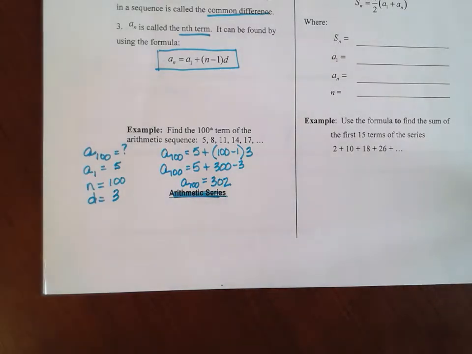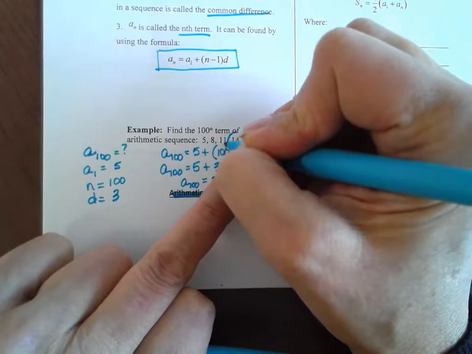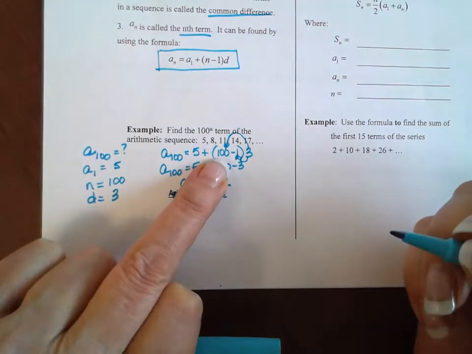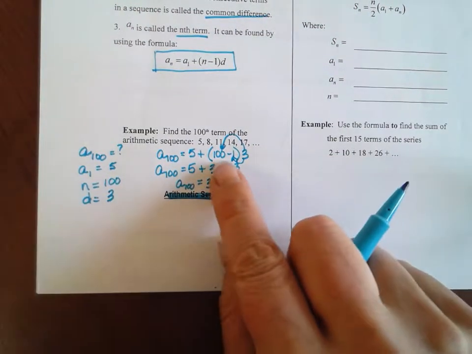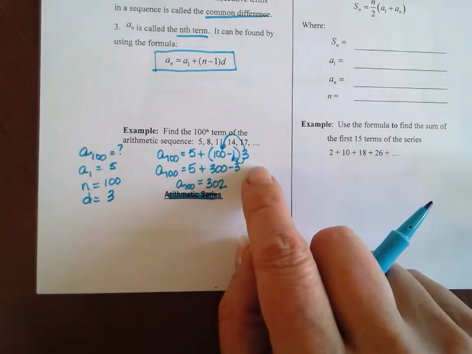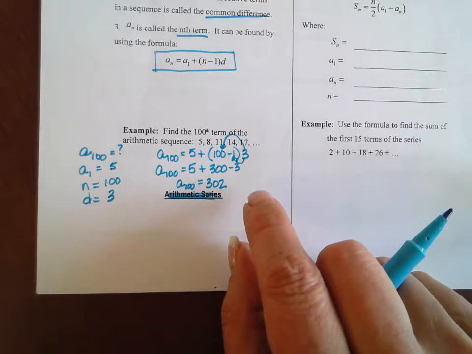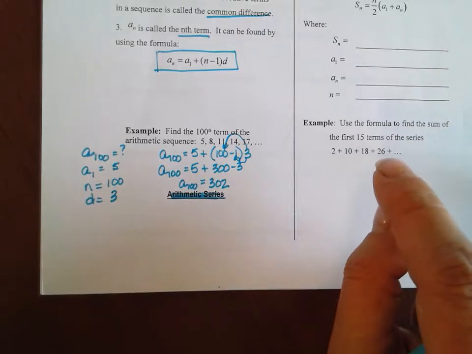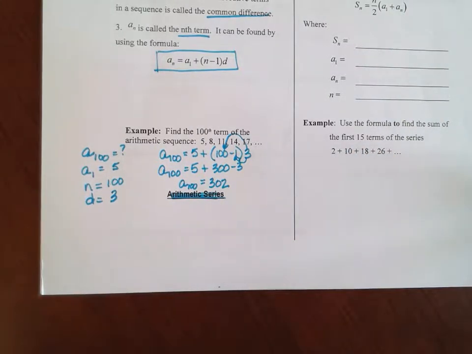Where'd I get that? Because I have to distribute. So 3 times 100 and then 3 times 1. I could have done 100 minus 1 and then had 99 and then 99 times 3, but I can't do that in my head. So I went ahead, but I know 100 times 3 is 300 and 1 times 3, and then I can do it in my head. Either way is fine. Everybody with me?